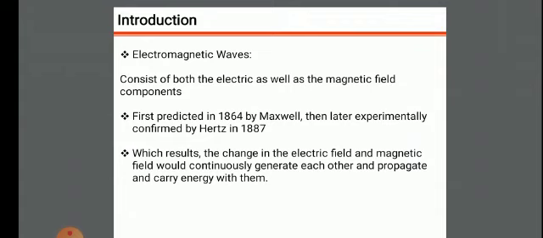Introduction: Electromagnetic waves, which consist of both electric and magnetic field components, were first predicted in the year 1864 by Maxwell, then later experimentally confirmed by Hertz in 1887. The change in electric field and magnetic field continuously generate each other, propagate, and carry energy with them.